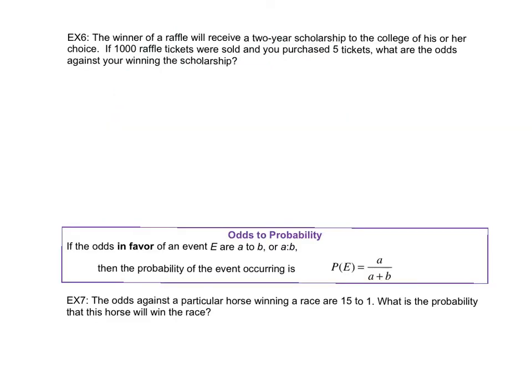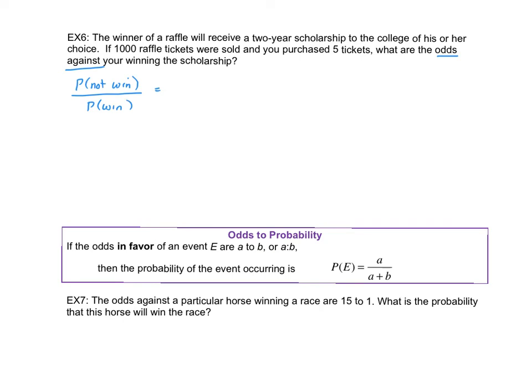One more example. Example 6, let's say that the winner of a raffle will receive a 2-year scholarship to the college of his or her choice. If 1,000 raffle tickets were sold and you purchased 5 tickets, what are the odds against your winning the scholarship? So this is looking at odds against. So remember, the odds against would be the probability that you do not win over the probability that you do win.